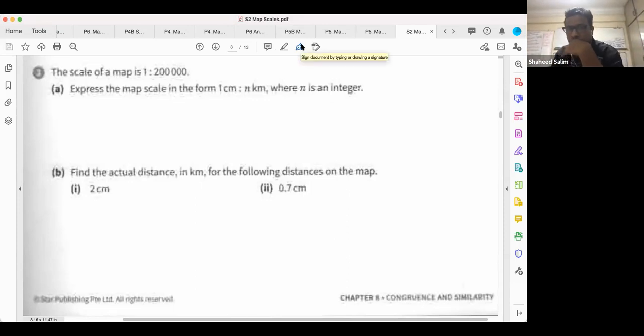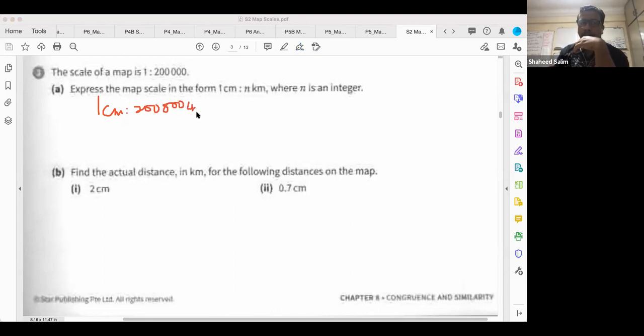You can do it. Just reverse the process. Now 1 cm is to 200,000 cm. So change it to meters first, then change to km. In fact, you will get the same thing as the last one. Sharifa is coming in. So very simple, right?